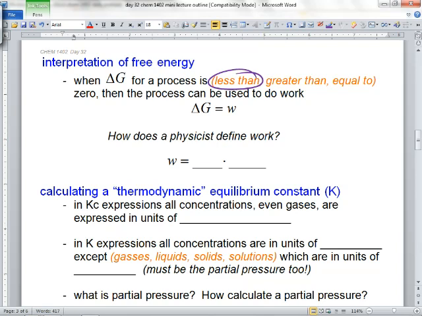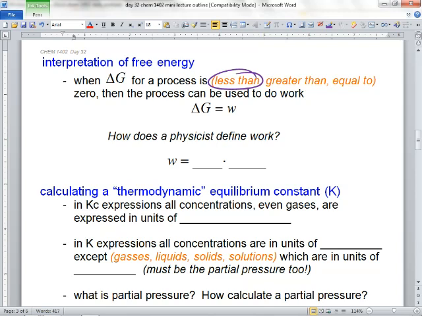Because only when delta G is less than 0 is the process spontaneous, right? A ball rolling down a hill. That's spontaneous. If you have a process to do work, right? It hits something and makes it move. But if you have a non-spontaneous process, something that's not natural, you have to put energy in. You have to do work on it to make it happen. You can't use that kind of process to do work.